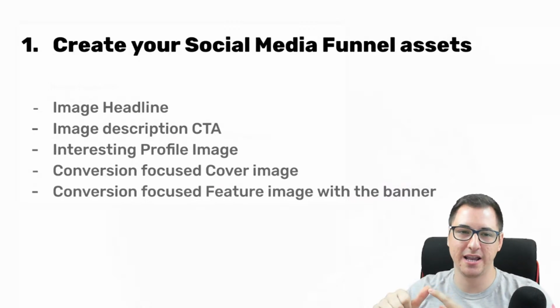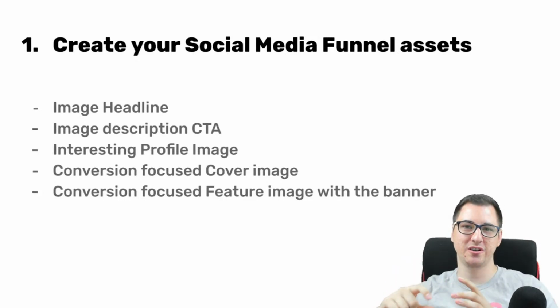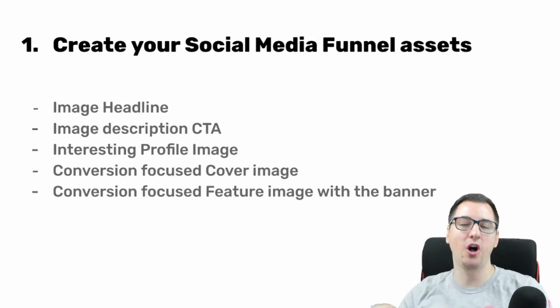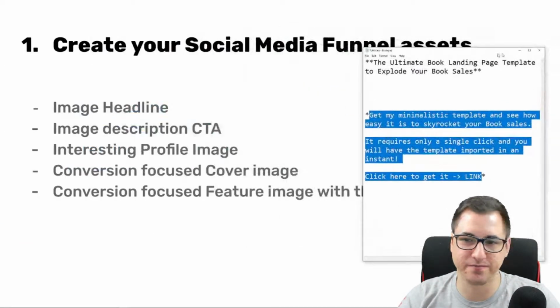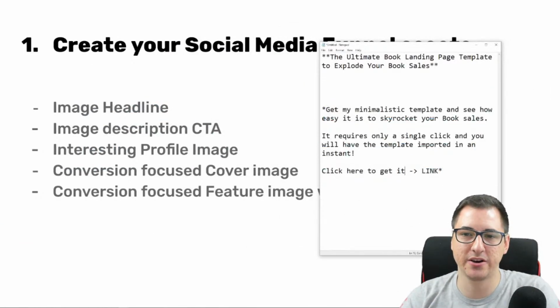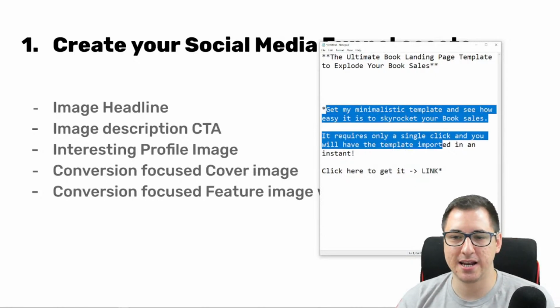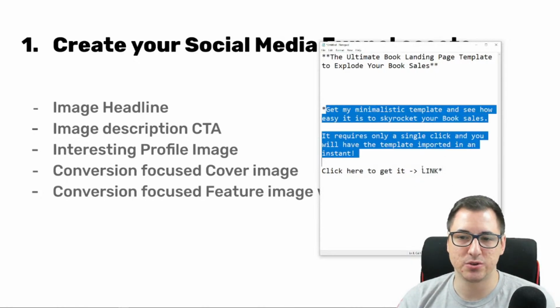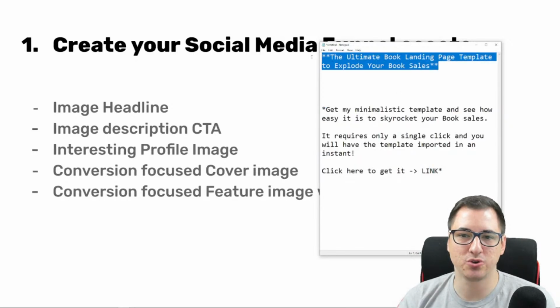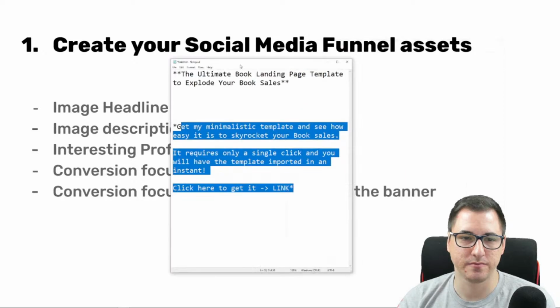As you saw, I created an image headline, and I created the description that goes with a call to action, which was this part of the text that we wrote together. So get my minimalistic da da da da da, where you actually put in your link. So this is the description. This is the headline that goes onto the image. So this is number 1. This is number 2.